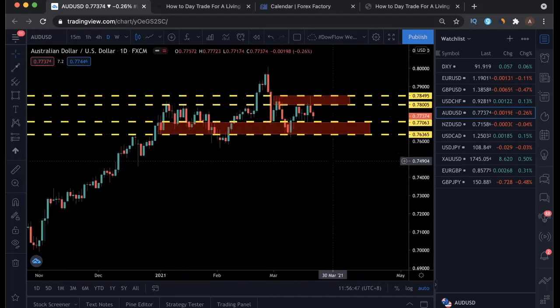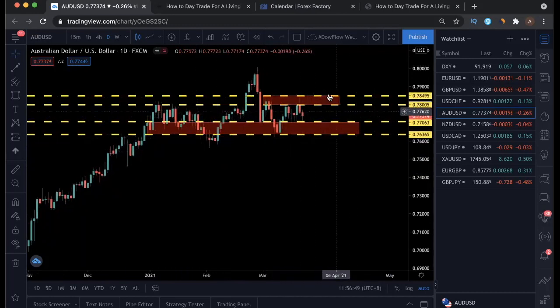Okay, but these are the levels. So I don't want to spend too much time on this. I just want to show you the levels. Okay, these are the two levels to take note of, or rather, these are the two zones to focus on.